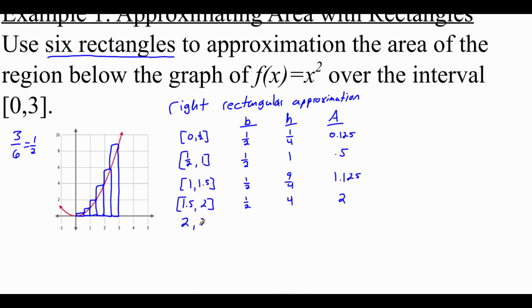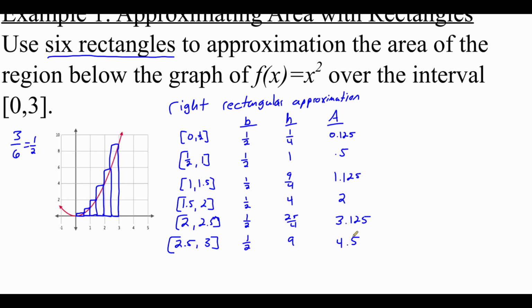Then we're going to go from 2 to 2.5. Again, the base distance in there is 1/2. Taking 2.5 and plugging that in to find the height of the rectangle, 2.5 squared is 25/4. And then if I take 1/2 times 25/4, we're going to get 3.125. And then our last subinterval is going to go from 2.5 to 3. So that's this last rectangle in here. Again, the base distance is 1/2. If I take the right endpoint and plug it in, that's going to tell me that the height of my rectangle is 9. So if I take 1/2 times 9, then the area under that portion will be 4.5.